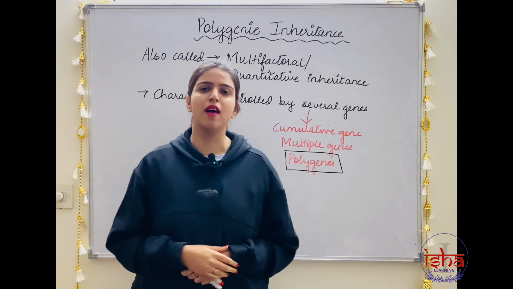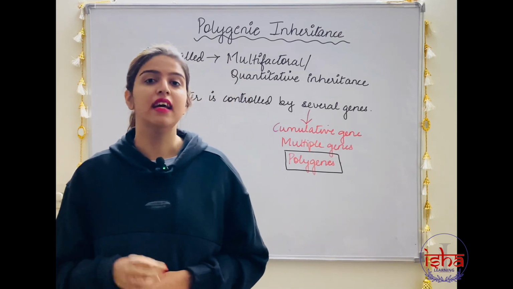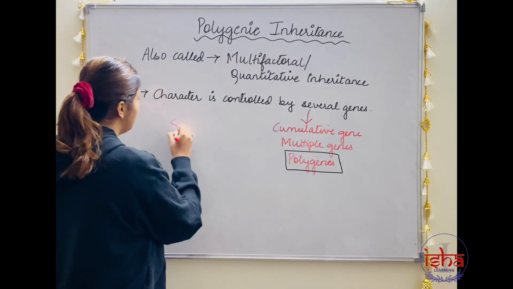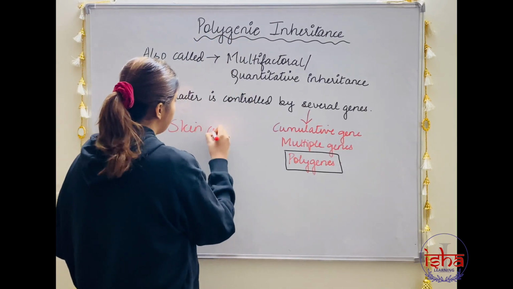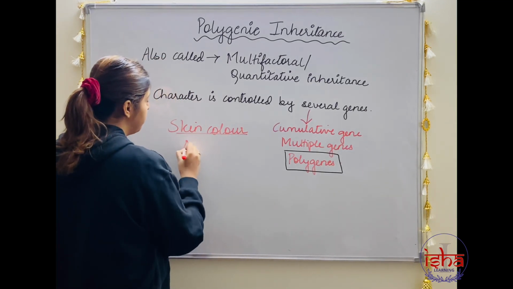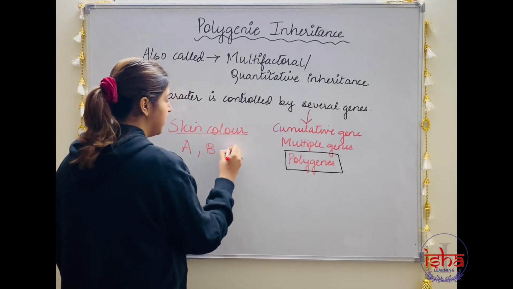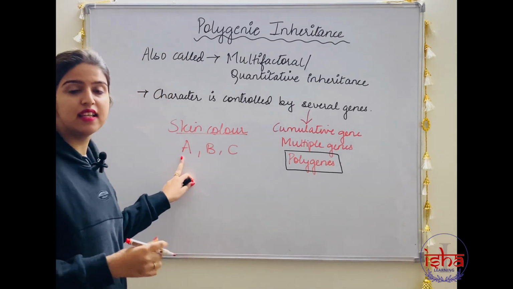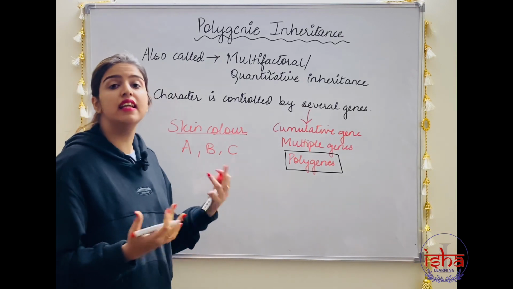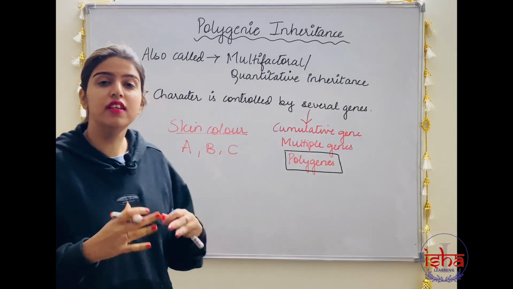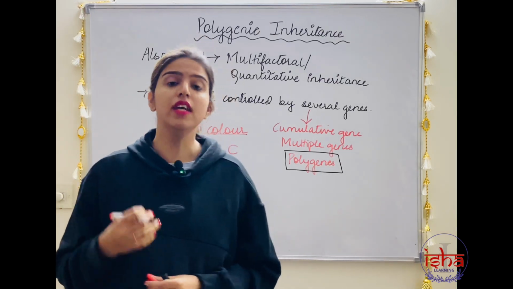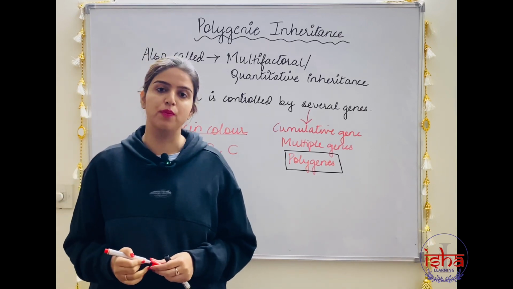A classic example of polygenic inheritance is the skin color in humans. The skin color in humans is controlled by, let's say, three genes, namely A, B and C. A जीन अकेले स्किन कलर नहीं दे पाएगा, B अकेले नहीं दे पाएगा, C अकेले नहीं दे पाएगा. Together they are going to synthesize melanin and eventually give the skin color that is responsible.